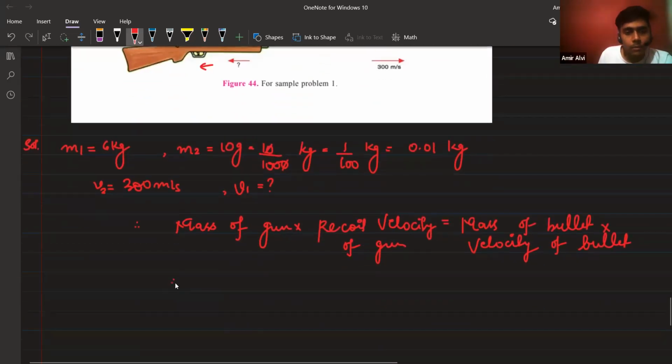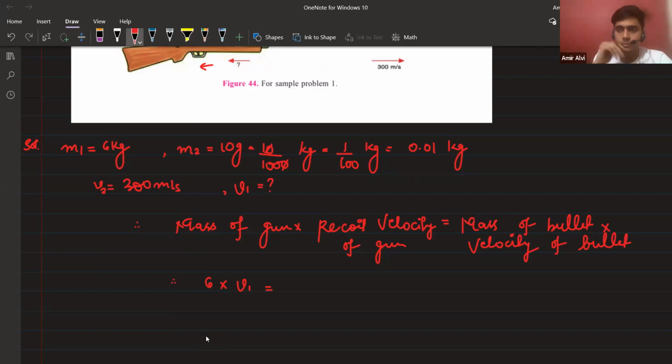Very good. Put the values. The mass of the gun is 6 kg. 6 into the velocity. We need to find the velocity of basically the gun. So can I write V1? We have taken V1, na? Equals to. Clear, everybody? Clear or not? At least say something to me. How many of you are getting this equation? Sir, I did not understand.